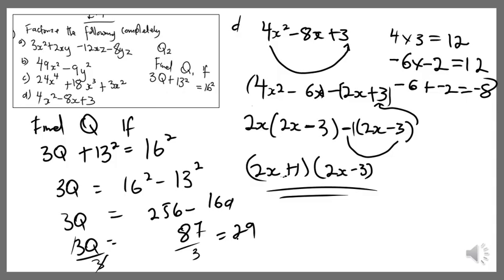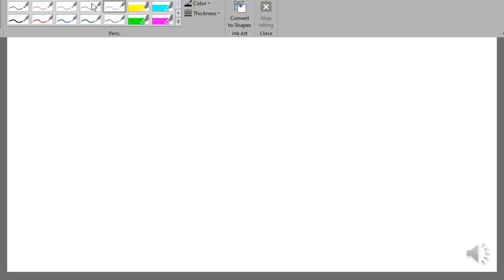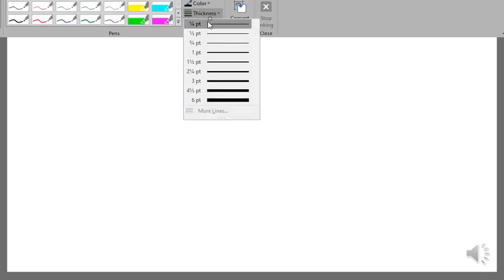You can also use difference of two squares to solve this particular one. Let's see how we can leverage difference of two squares to solve this. So we have a first method and a second method. So we have 3Q plus 13 squared equal to 16 squared. If you want to find 3Q, you are going to make 3Q the subject: 16 squared minus 13 squared.